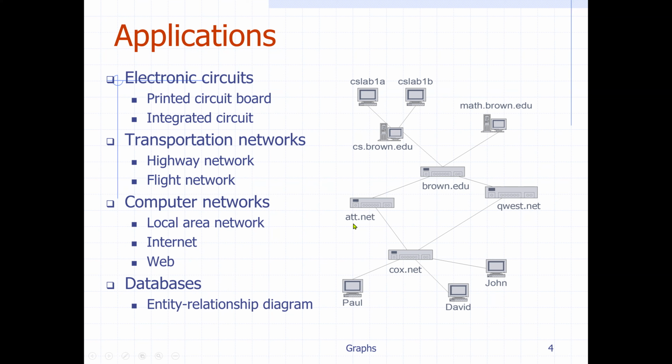The example given here is a computer network. For example, we have ATT.net connected to brown.edu, connected to qwest.net, and John, David, and Paul are connected to the core. So the vertices are the computers and other components, and the edges will be the connections.